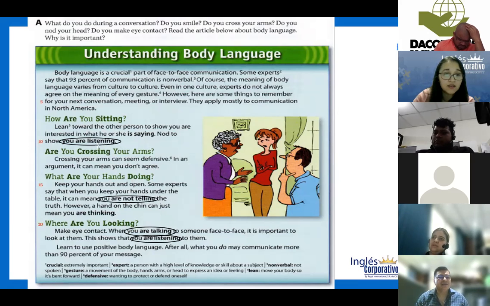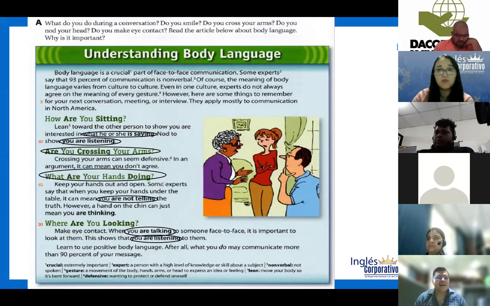What he or she is saying. Yes, that's right, up in number 10. Okay, we have more. Are you crossing your arms? What are your hands doing, right? So these can be some of the present continuous sentences. You are thinking. We have another two. And there it is, right? Okay, basically, where are you looking? What do you think about the paragraph, the text?